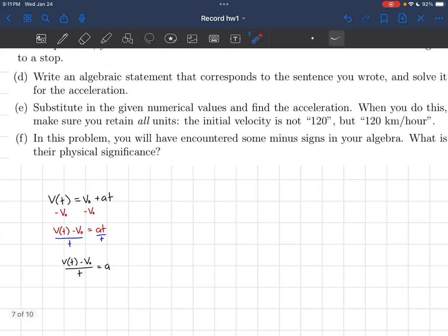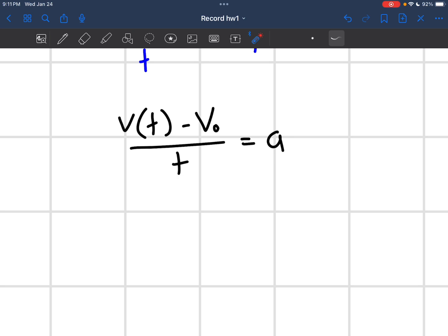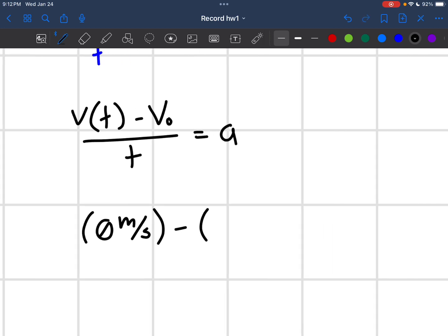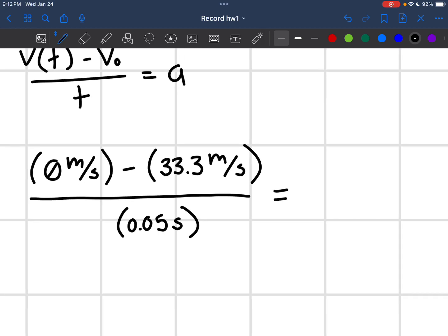Now, we're going to plug in our numerical values and find our acceleration, but make sure we're retaining our units. That's why it was important that we converted all of our units before, so that when I plug in here, it makes things a little bit easier. So my v of t, my velocity at time t, we said that was 0 meters per second. Then my initial velocity was 33.3 meters per second. And my time was 0.05 seconds, right? And that equals my acceleration.